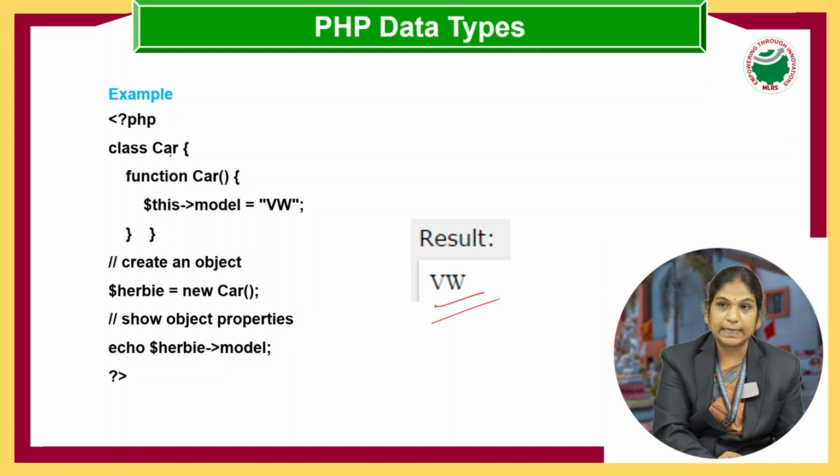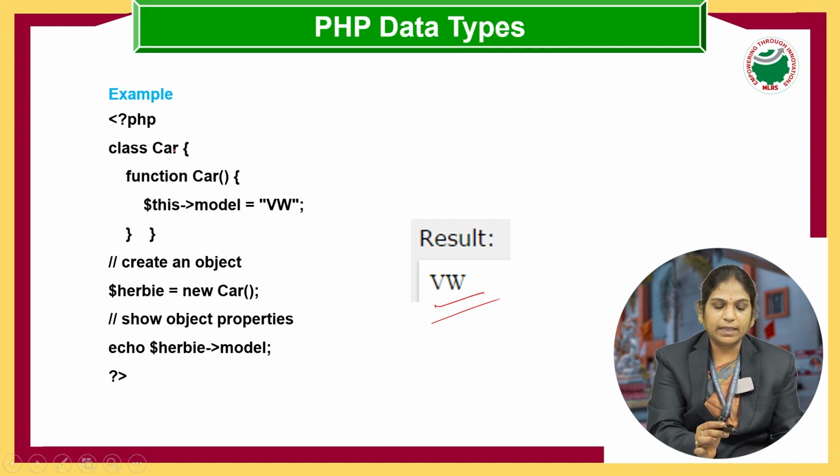First we are creating a class with the name Car. Then we are assigning some value. Then we are creating an object to the class Car.